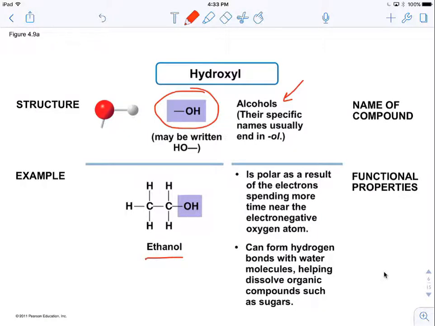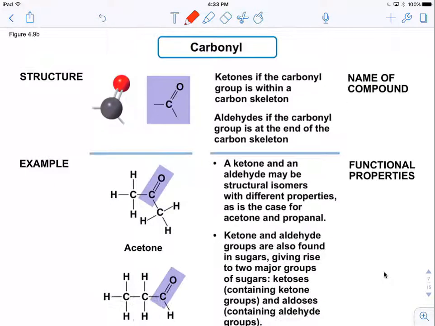And this group is polar, and we should always be thinking about polar, nonpolar, hydrophobic, hydrophilic. These are the words. So when you look at a compound, you should be able to tell instantly whether or not it's going to dissolve in water. And this is going to dissolve in water because of the electronegativity of the oxygen atom. All right, so that's our hydroxyl.